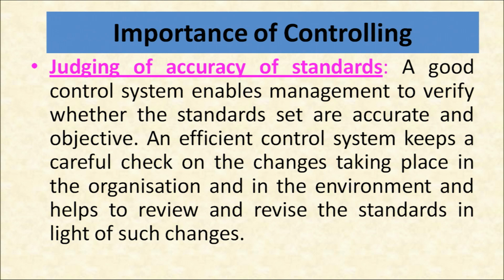So an efficient control system keeps a careful check on the changes that are taking place in the organization as well as in the environment, and it helps to review and revise those standards in the light of such changes. So what is important here is that you also have to keep making your control mechanism very flexible and very dynamic, so that whatever new areas are developing or whatever changes are coming up, you are able to immediately review and revise your standards by making them accurate.